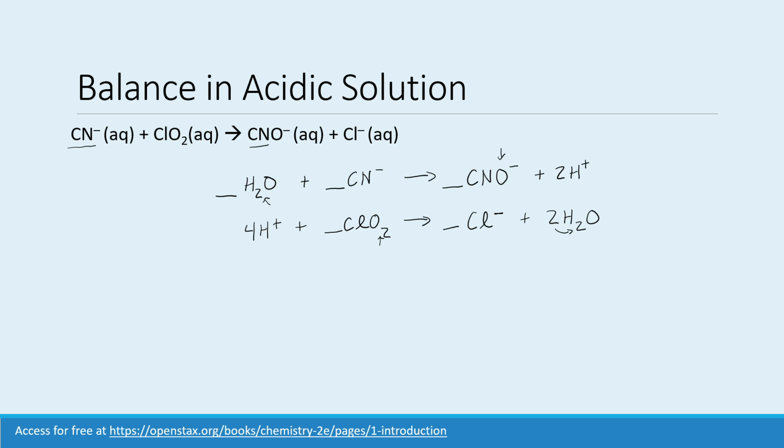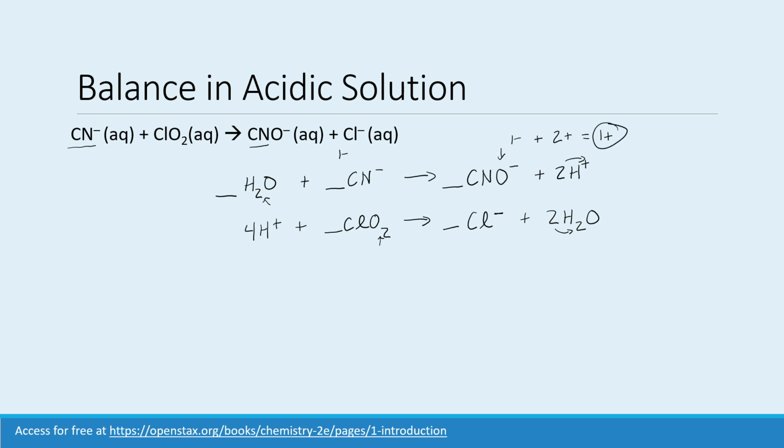Okay, our oxygens are balanced, our hydrogens are balanced. The next step is to balance the charge. So overall, for the top reaction on the reactant side, we've got a 1 negative charge coming from that cyanide ion. And then on the product side, we've got that 1 negative plus we've got 2 hydrogen ions for a total of a 2 positive charge. Okay, so -1 plus 2. We've got a 1 positive charge on the product side versus a 1 negative charge on the reactant side.